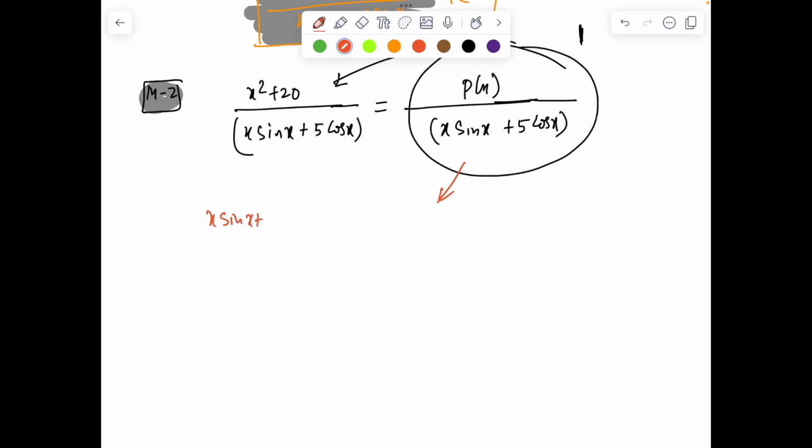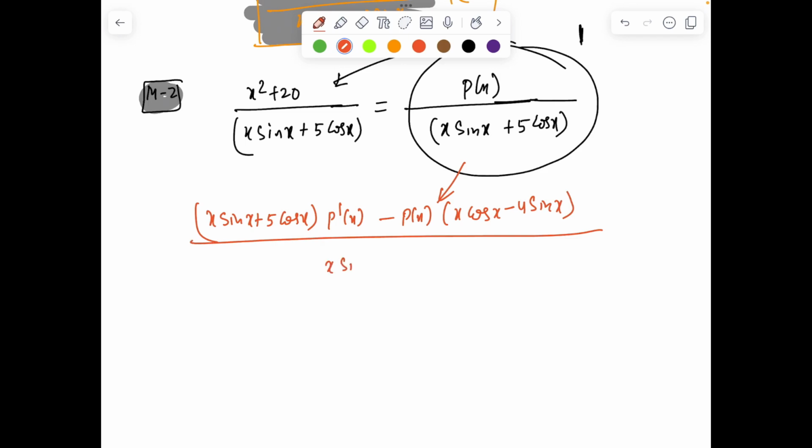So that gives me x sin x plus 5 cos x into p dash of x minus p of x, using the u v rule, the division of u by v rule, minus 4 sin x by the denominator whole square, x sin x plus 5 cos x whole square, right?